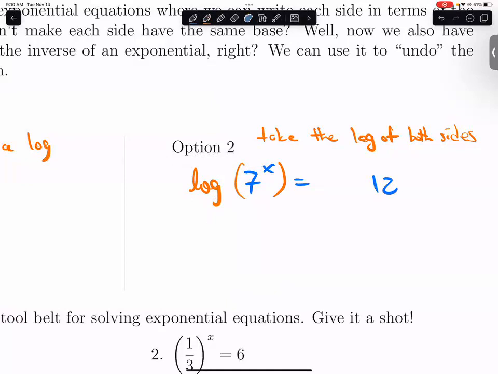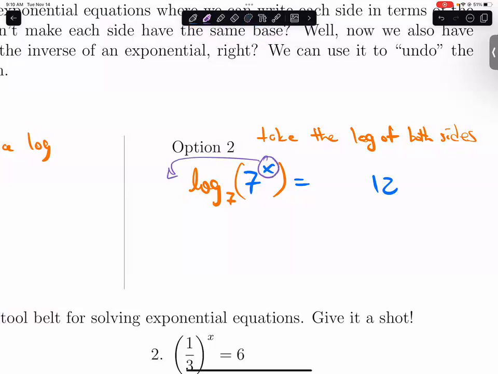Well, what might be a good choice? Like as a base. Yeah, 7. I mean, the base that you already have is 7. So let's try base 7. Base 7 is a good choice because what's the log base 7 of 7 to the x?